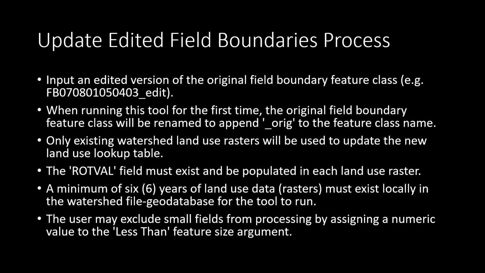The user may exclude small fields from processing by assigning a numeric value to the less than feature size argument. The default is 10 acres, and the minimum value is 5 acres. Any field that has an area less than or equal to the input value will be assigned a general land use value of less than 10 acres, or whatever the input value entered.